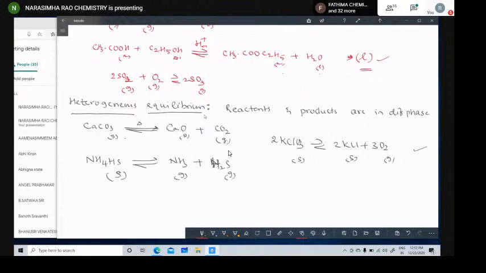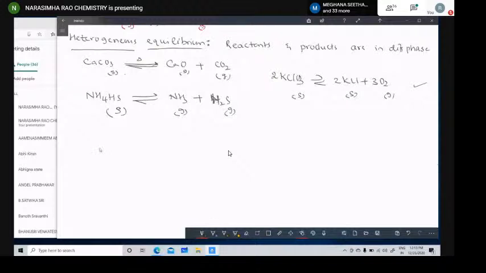Children, is it clear now? So one more example on how to write the Kc and Kp values. Later we have to go to the factors that influence or affect Kc or Kp. Now, the example I am taking, children: N2 plus 3H2 is in equilibrium with 2NH3.